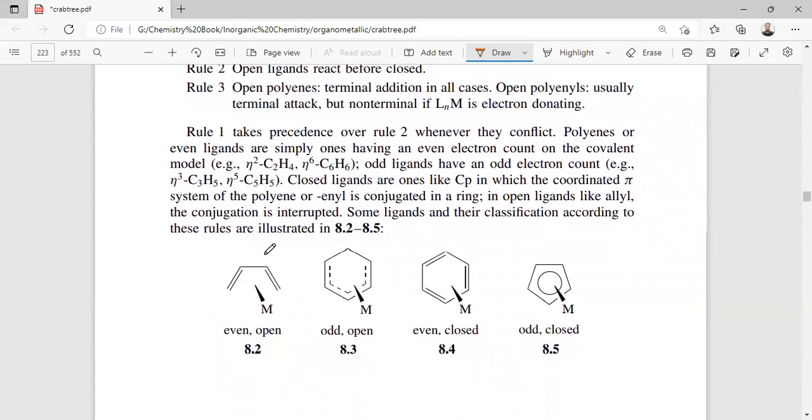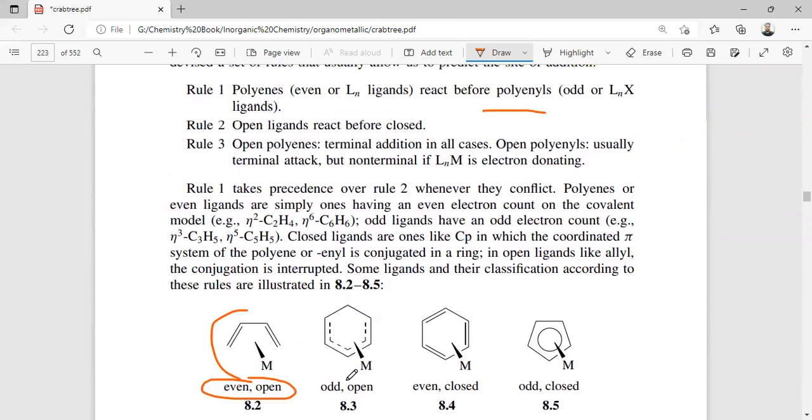So here, this is cyclobutadiene, which is an even, closed polyene. This is an odd, open polyenyl. This is an even, open polyene, and this is an odd, closed polyenyl.